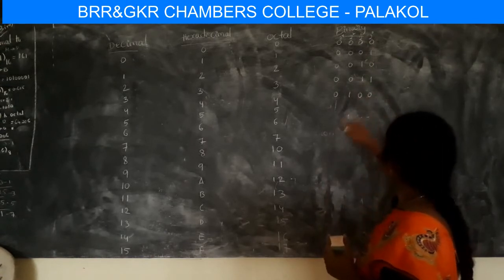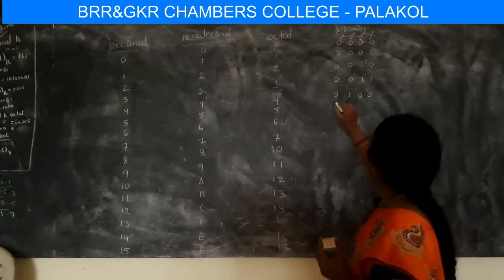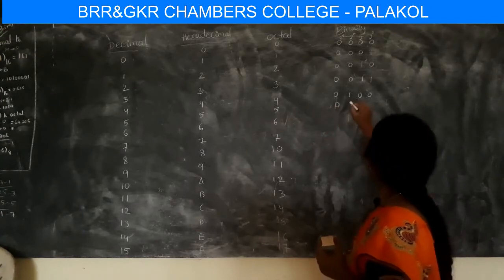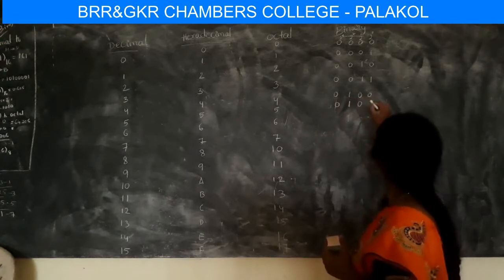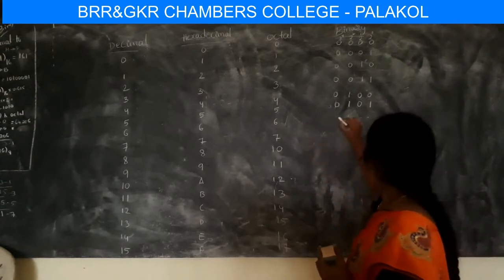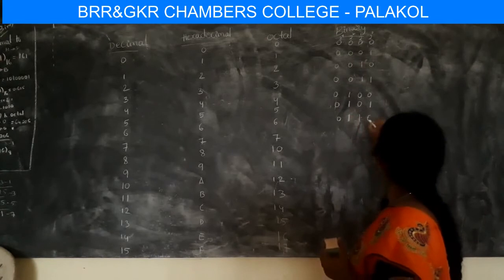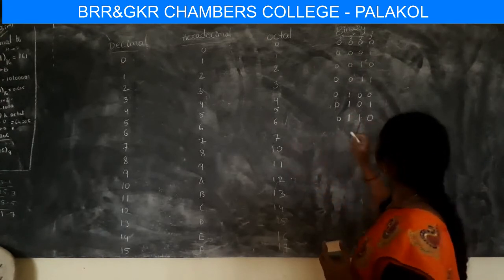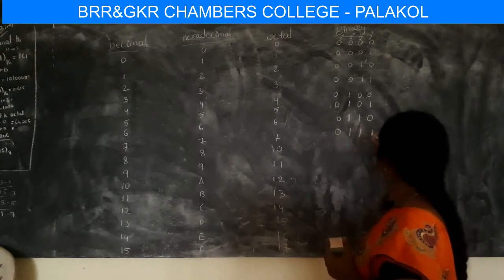And the next one is 5. So 5 is 2 square, 0 and 1. So here this is the 5. And next one is 6. 6 is nothing but 4 plus 2, that is 0, 1, 1, 0. And next one is 7. 7 is nothing but 0, 1, 1, 1.